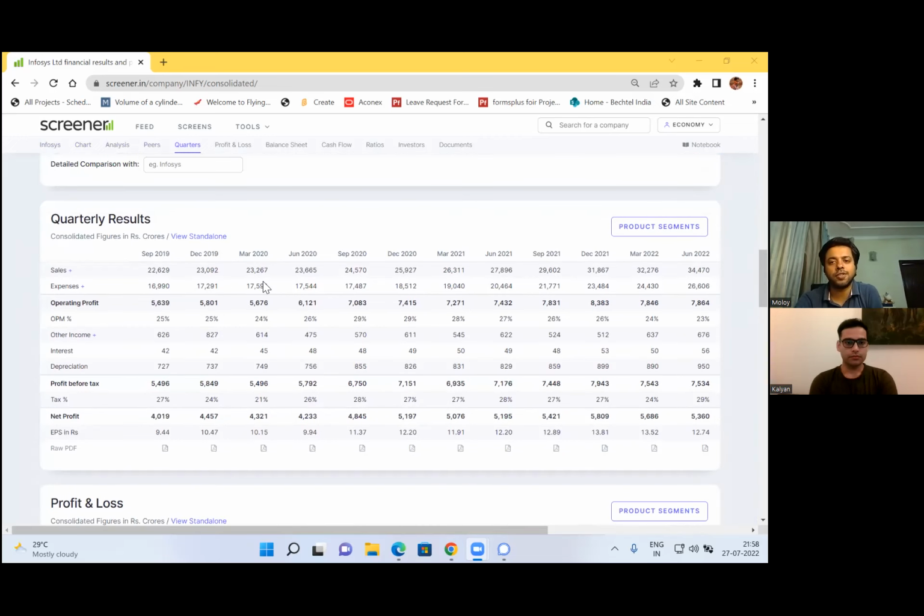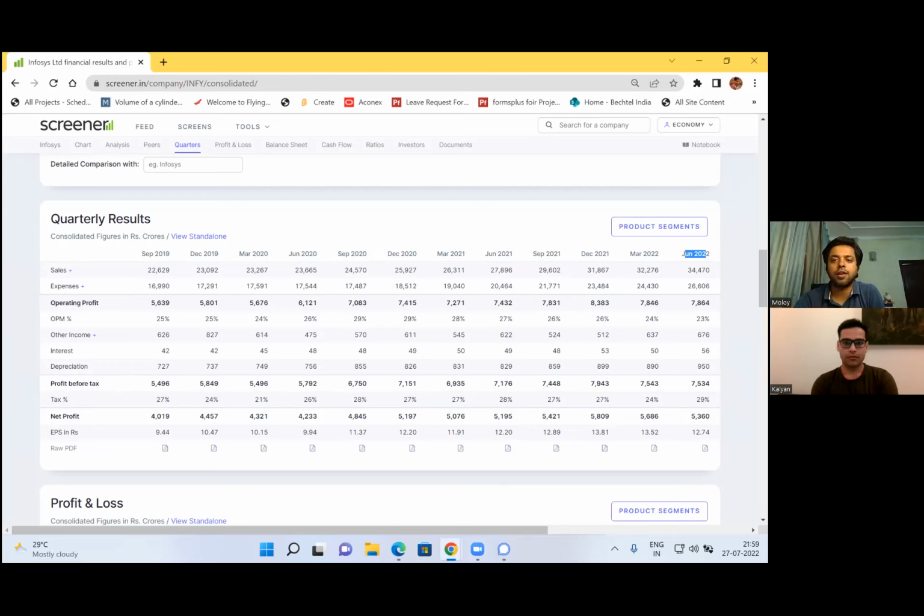Meanwhile, Infosys has declared the June 2022 results. If you see here, there are 10 to 12 quarters of data available, from September 2019 to June 2022. When you are comparing the data, what exactly do you need to look into? We need to look into the sales number, the net profit, also the operating profit and operating profit margin. We'll cover them one by one.